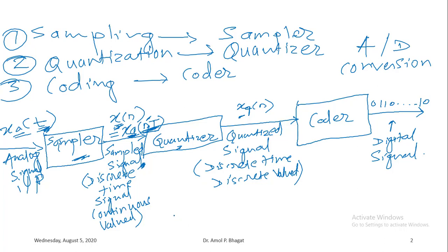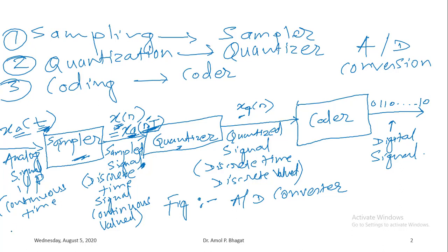So this complete diagram can be referred to as the analog to digital converter. It comprises three different steps, sampling, quantization, and coding, performed by the sampler, quantizer, and coder. The sampler takes the input signal, which is the analog signal, so the signal is continuous in time as well as continuous in value.